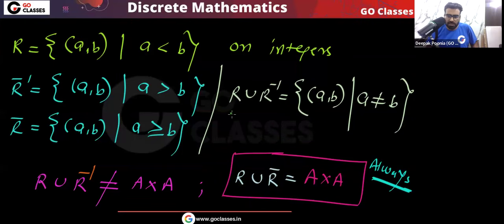You can see, for this particular example, if I do R union R inverse, then that will be AB such that A not equal to B. But if I do R union R complement, that will be A cross A, or I can say here integers, so it means I cross I. I hope you understood this.